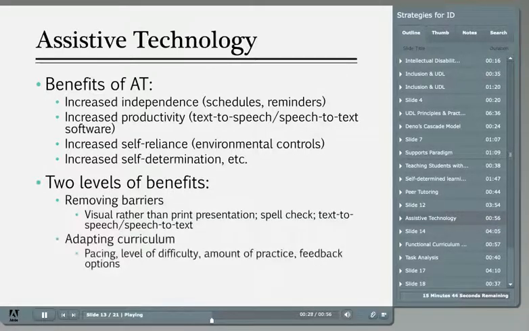For example, using video presentation of information rather than print presentation, using spell checker software, and using text-to-speech or speech-to-text software. AT used to adapt curriculum may include pacing, level of difficulty, amount of practice, and feedback options. Oftentimes, educational software settings can be modified, or software can be used to modify the curriculum.